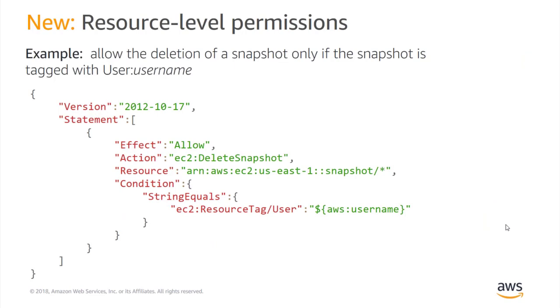For example, here's an IAM policy that will restrict access to the delete snapshot API in the US East 1 region if the snapshot is not tagged with the user's name. This is just one possible method for preventing users from deleting snapshots that don't belong to them.